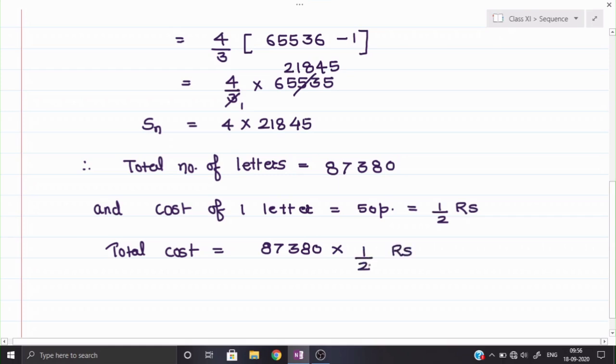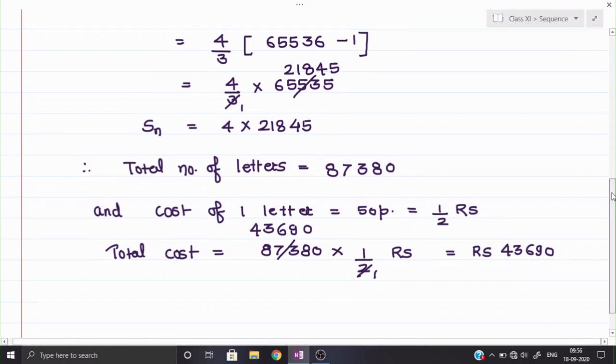Now divide by 2. 2 ones are 2, 2 fours are 8, 2 threes are 6, carry 1, 2 sixes are 12, 2 nines are 18, and 0 will be as it is. So we can say that it will be equal to rupees 43,690. Okay, please check the calculation. If any mistake, please correct it by yourself. Only a calculation mistake can be there. Otherwise the method is completely right.